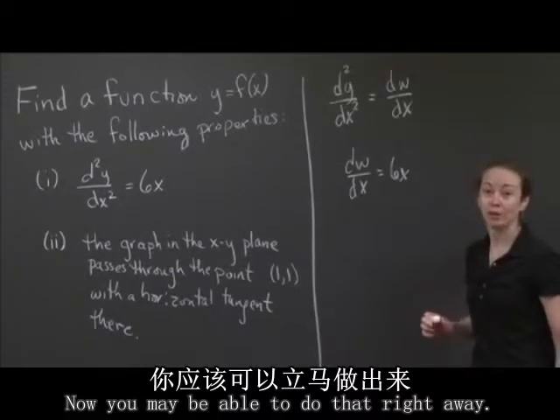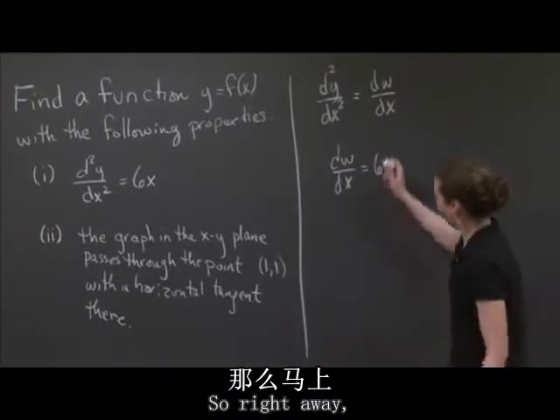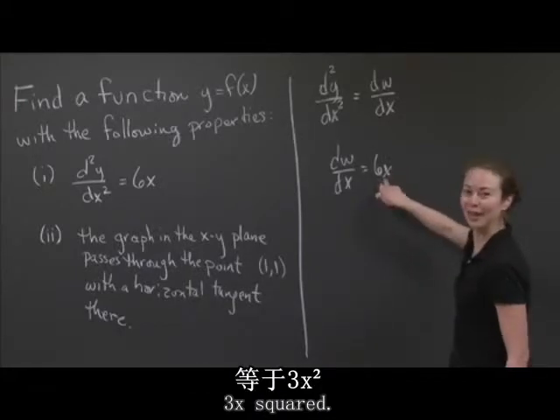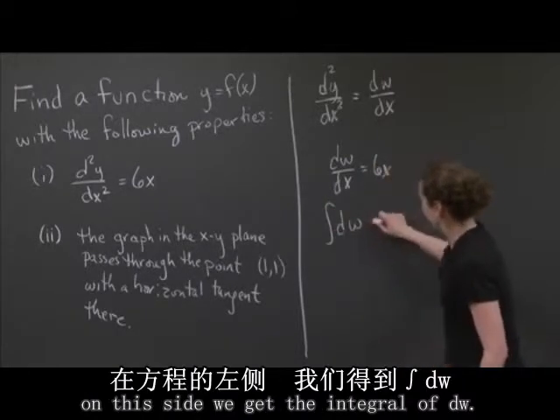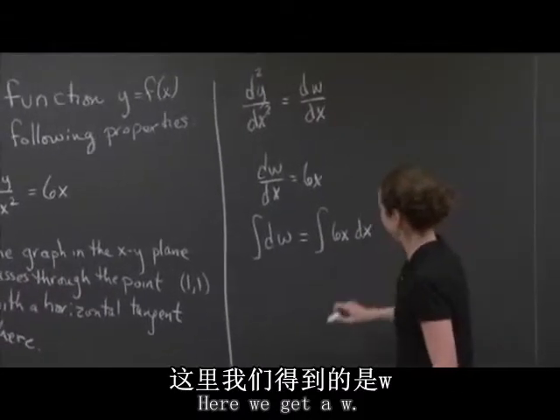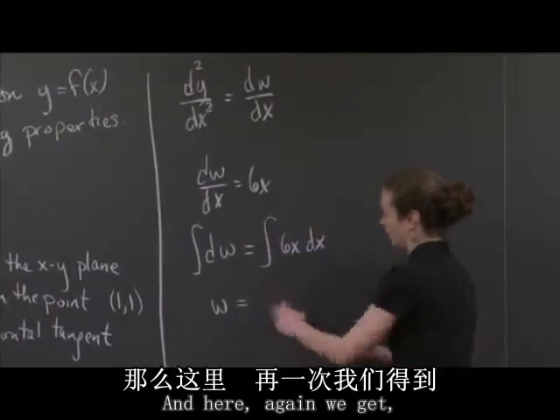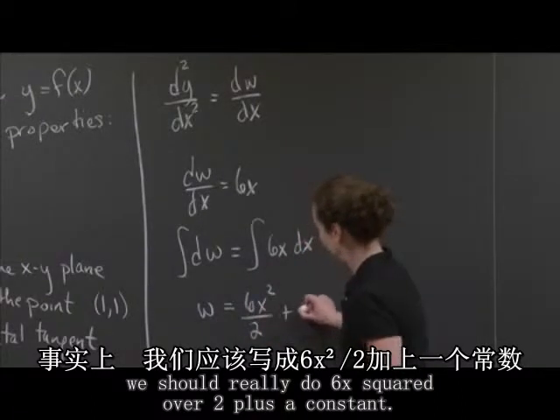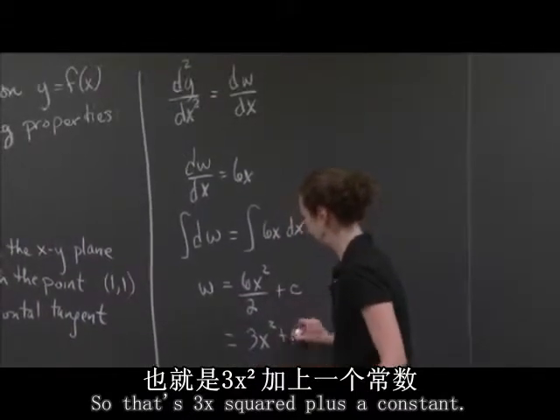Now, you may be able to do that right away. You may see what this is right away. If you're a little nervous, we can do a separation of variables. So right away, maybe some of you can see that this will be 3x squared. But let's just double check. So separation of variables, on this side we get the integral of dw. On this side we get the integral of 6x dx. Here we get a w. And here, again, we should really do 6x squared over 2 plus a constant. So that's 3x squared plus a constant.